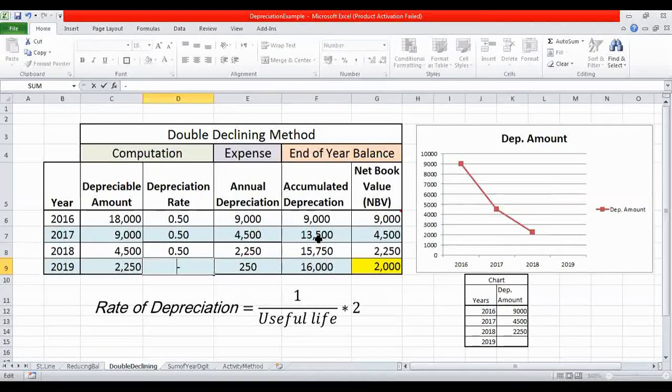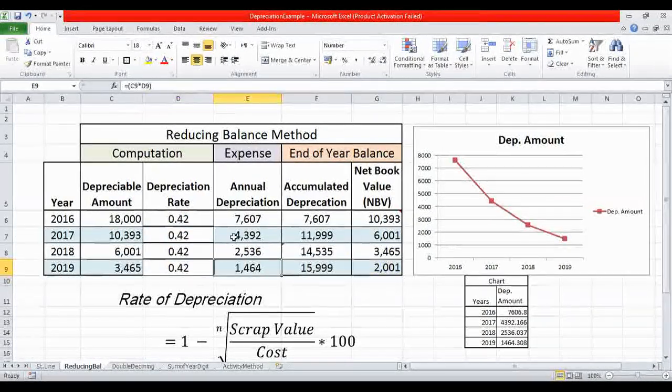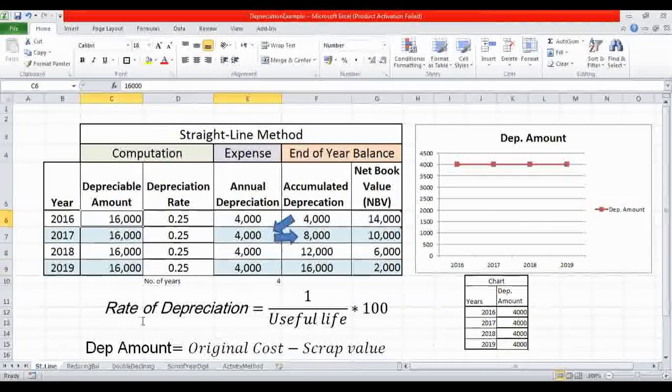I hope you are understanding the concept. So this is the double declining method, another way. You can see over here that in all the methods, we are calculating depreciation amounts differently. These amounts are different. You can see the reducing balance method amounts are different. You can see the straight line method amounts are different.